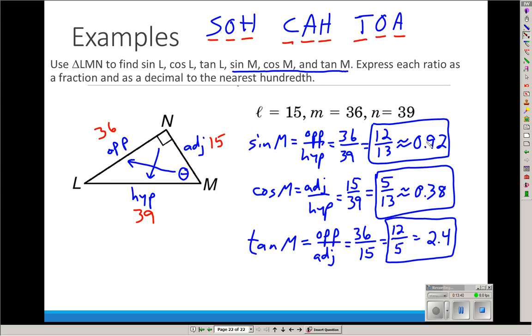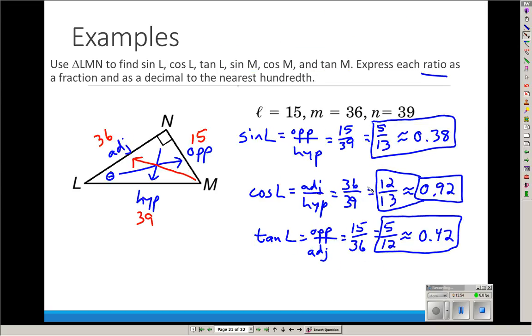It's also worth noticing here that when I changed the angle of perspective, the value of sine and cosine switched. Sine of M is 0.92. So the cosine of L was 0.92. So when you switch the angle of perspective, sine and cosine switch.